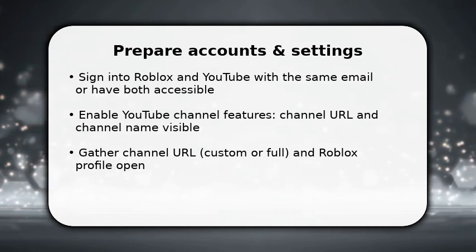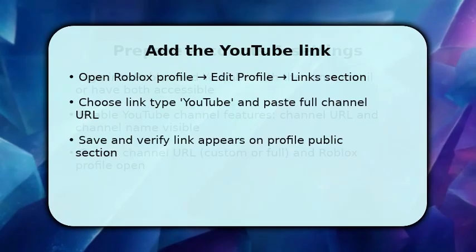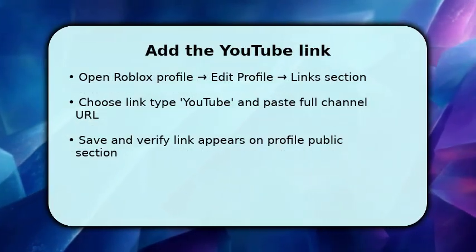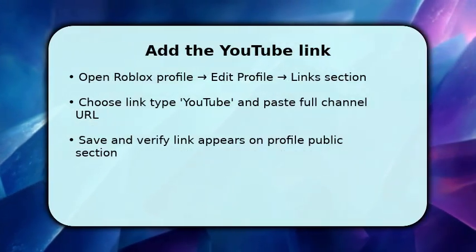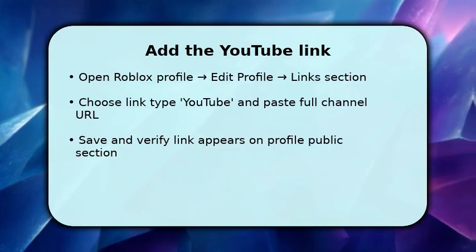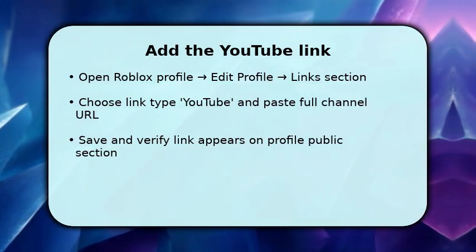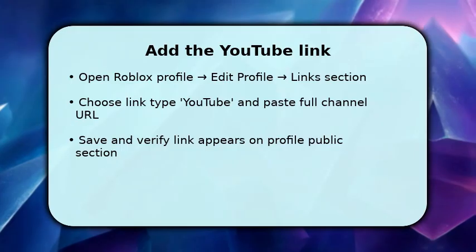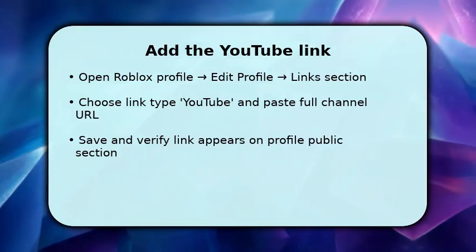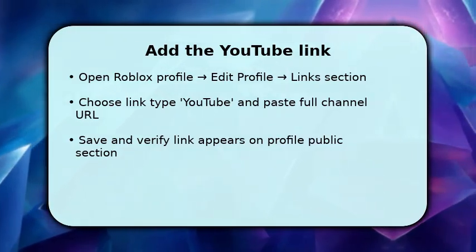On Roblox, click Edit Profile and scroll to the Links or External Links area. Choose the option for YouTube. Paste the full channel URL, custom or standard, into the URL field and add a concise display name so viewers recognize it. Once pasted, hit Save.